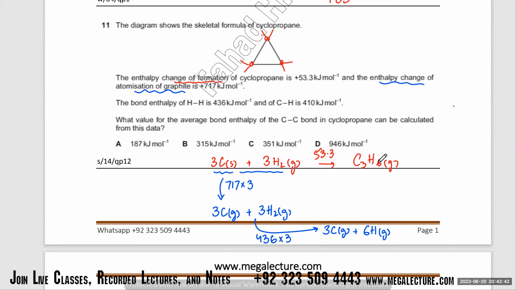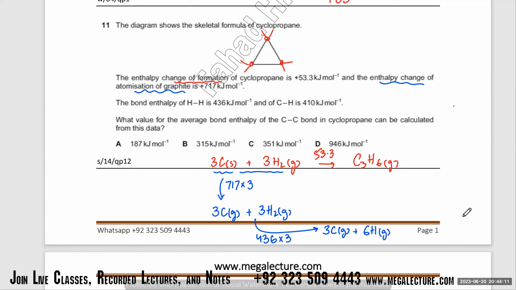They gave me enthalpy of formation, which is 53.3. I wrote that down. Then I started constructing the Hess cycle. They gave me the atomization of carbon, which is forming atoms. So 717, that was given, times 3. They gave me the bond enthalpy for H2. I broke the H-H bond. I got 6 H atoms. That was 436 times 3. अच्छा, finally वो क्या रहा है? He's asking for the value for the average bond energy of the C-C bond. So there's a path that's still missing. The Hess cycle is not complete.